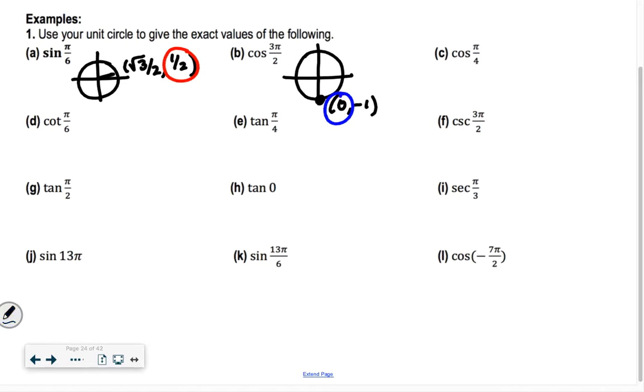How about cosine of pi over 4? That's at 45 degrees. So what's it equal to? Root 2 over 2, because they're both root 2 over 2, right? All right, and then you can go through with that process. So we'll do some more of these next time.